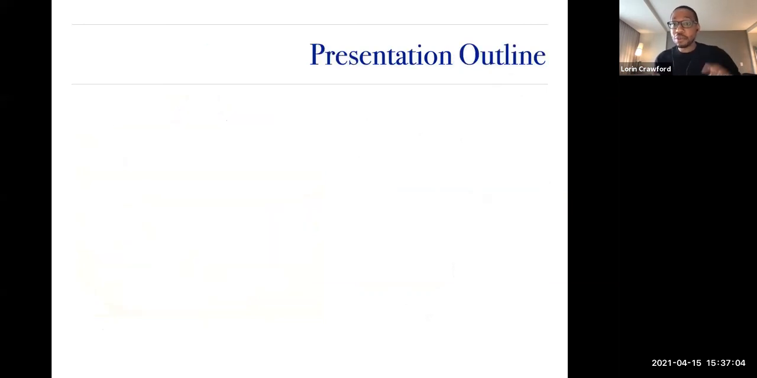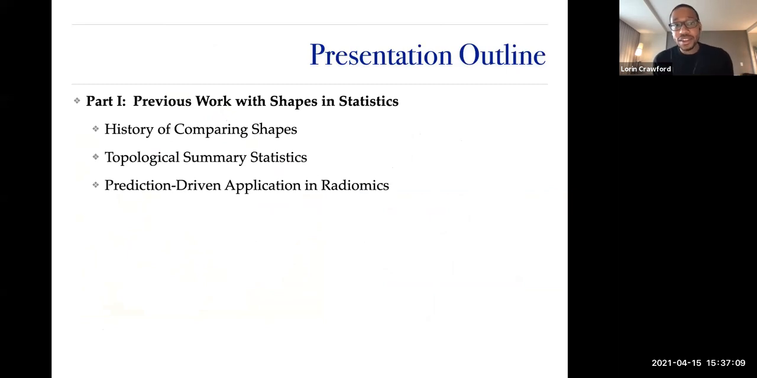My presentation outline is going to be broken down into two parts. First, I'm going to walk everyone through previous work with shapes and statistics. We'll talk about the history of comparing shapes, this idea of topological summary statistics, and I'll walk you through how we use TDA. I'll go through a prediction-driven application in radiomics.